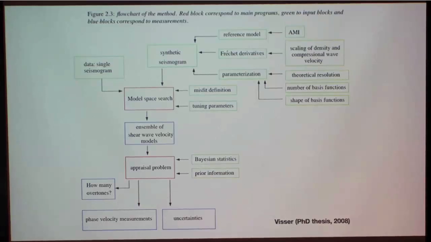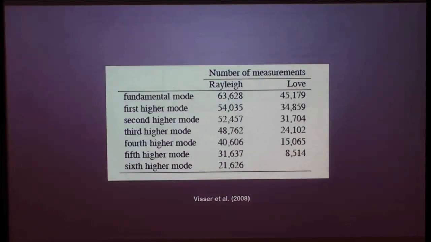And from this ensemble of velocity models that fitted the seismograms, they were able to calculate an ensemble distribution of phase velocity measurements for fundamental mode and higher modes, get uncertainties on these measurements, and they also did some statistics to determine how many of these higher modes they were really able to separate. So in the end, they had several tens of thousands of measurements for Rayleigh wave and for Love wave.